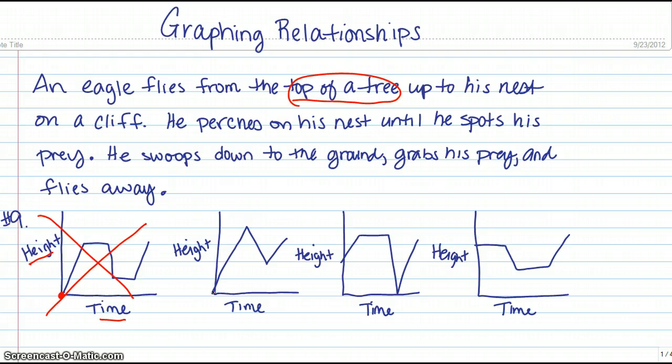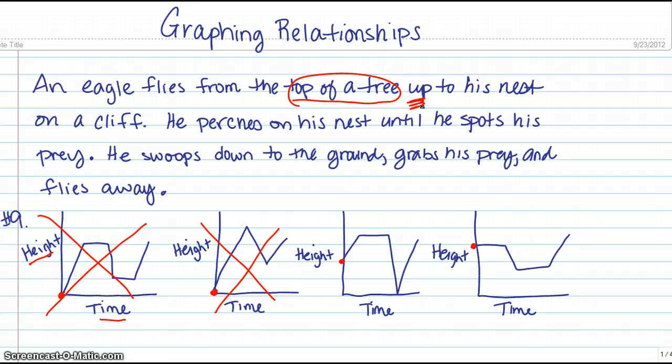The next graph also has the same problem. See, it's saying that the eagle would have started on the ground, so we do not want that one. The other two graphs, okay, so the eagle starts maybe up in a tree. Sounds good. Okay, so the eagle flies from the top of the tree up to his nest on a cliff.